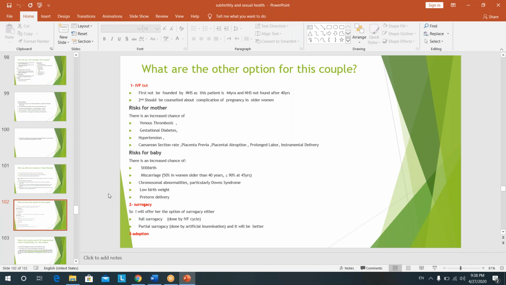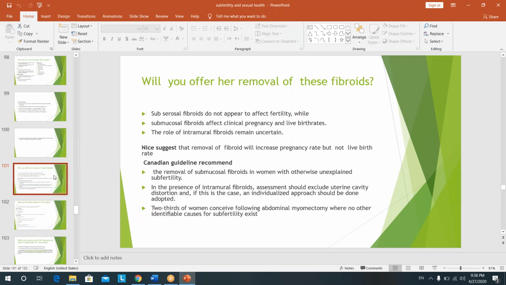You can imagine that when you answer one question, he will take you to the next one. So don't jump. By doing this, you will show the examiner that you are systematic and concise in your answer, not jumping to the following information or answer before the question. So answer according to the question. Whether you will offer removal of the fibroid or not, according to the guideline, you answer that question.